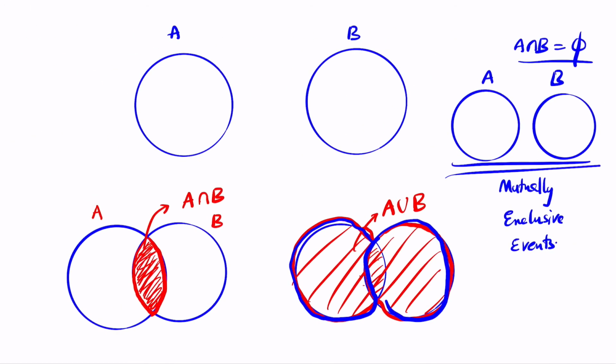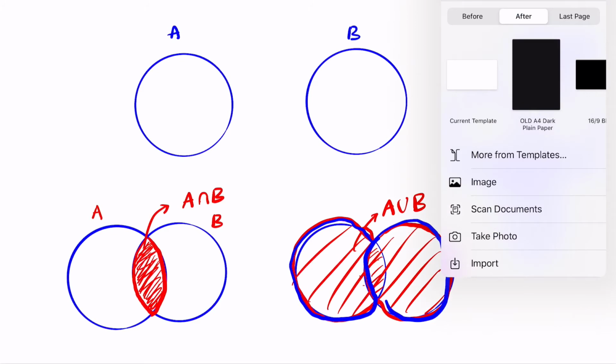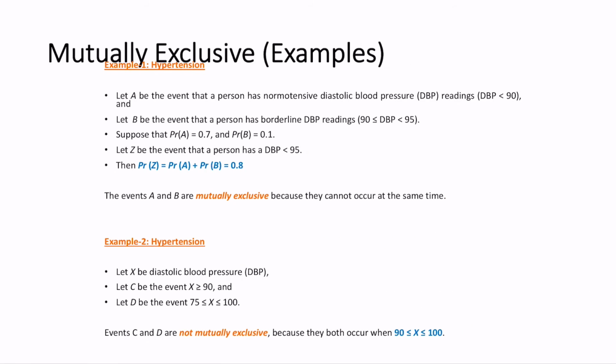So let's take a simple example of this. Let A be the event where a person has normotensive diastolic blood pressure of DBP less than 90, and B be the event where the person has borderline DBP, which is 90 less than or equal to DBP less than 95, and they have given you the two probabilities. Probability of A is 0.7, probability of B is 0.1. Now let's say Z be the event where the person has DBP less than 95.